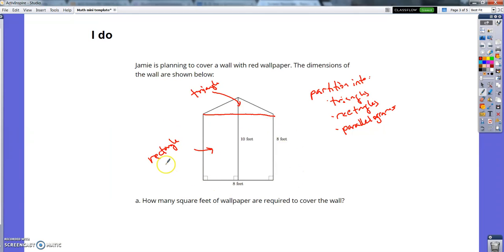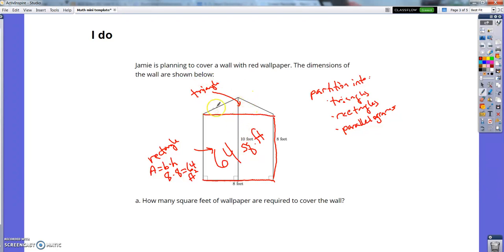So let's start with the rectangle, it's easy. The area of the rectangle is base times height. My base here is 8 feet. My height here is also 8 feet. Looks like I actually have a square. And so my total area is 64 square feet, for the rectangle.